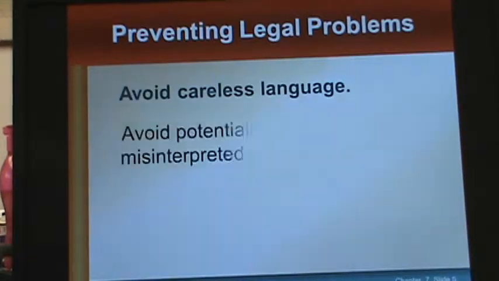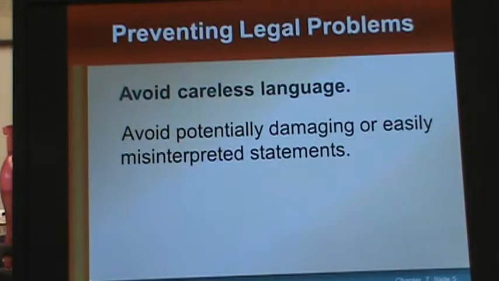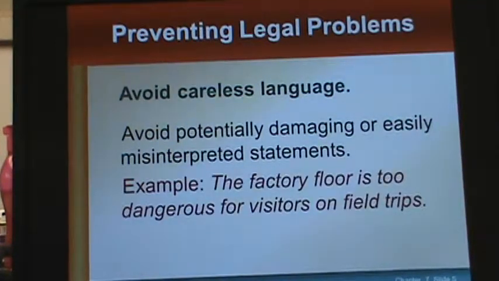There's a lot of examples, though. It comes in all shapes and sizes. Avoiding careless language is very important. Avoid potentially damaging or easily misinterpreted statements. For example, the factory floor is too dangerous for visitors on field trips.